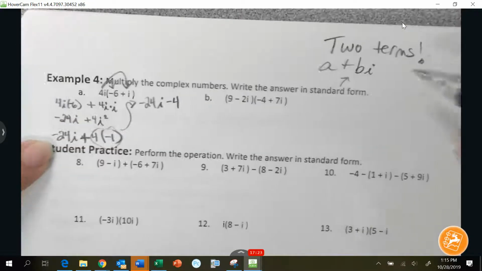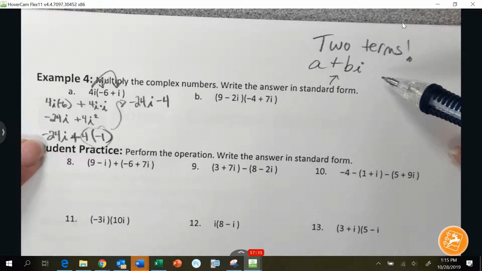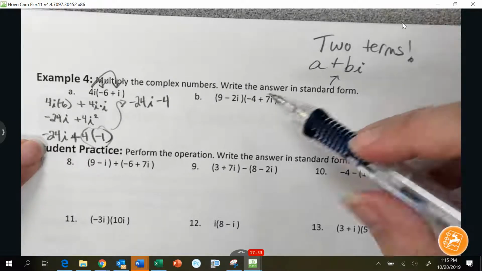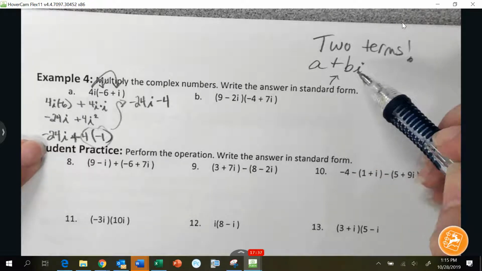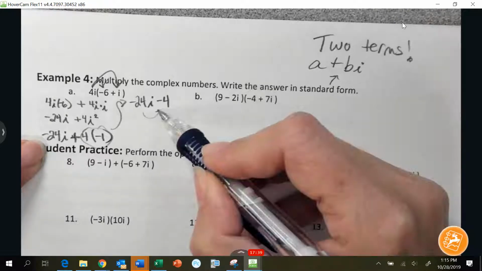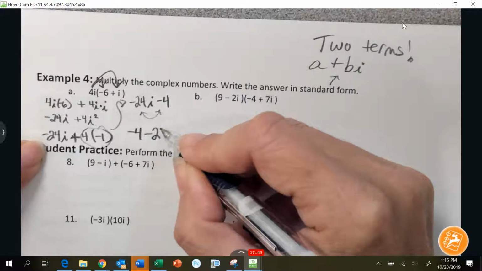Is this in standard form? What's wrong? It is not because of a minus sign. It's because the real part has to come first. The i comes last. So I just have to switch the order here. So I'll have negative 4 minus 24i.